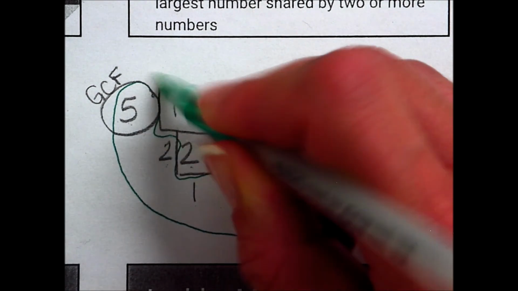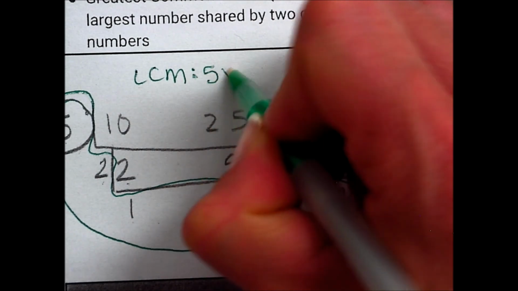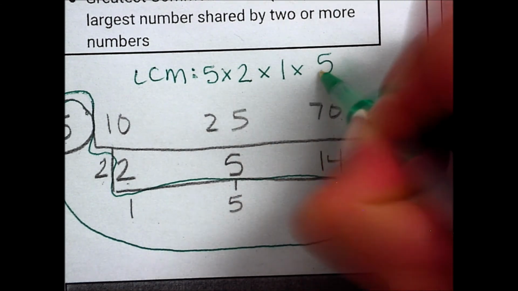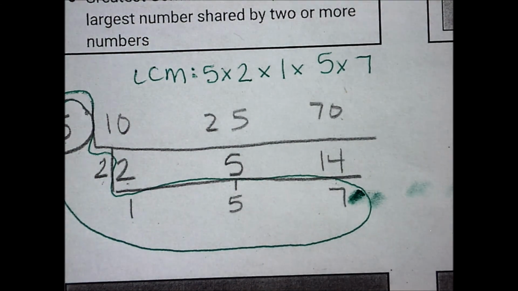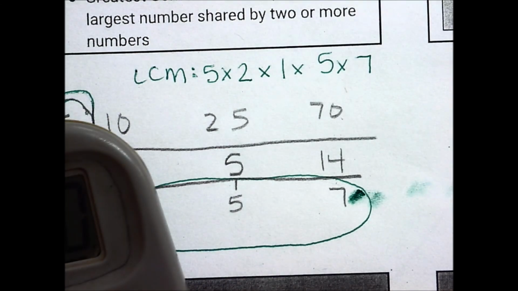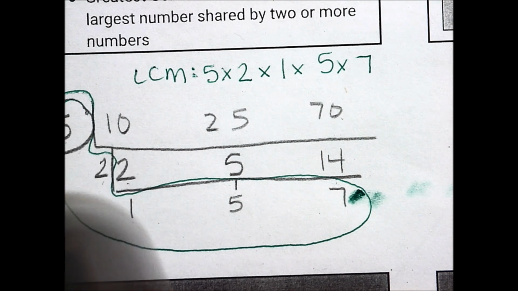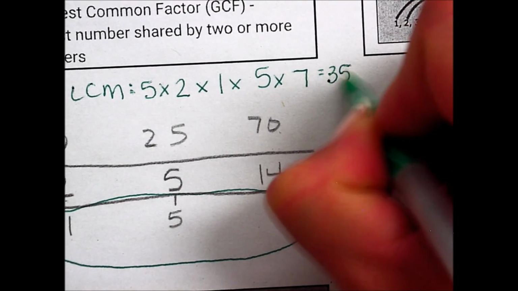The line's a little bumpy here. And so for LCM, I will need to do 5 times 2 times 1 times 5 times 7. So we get our calculators and type in 5 times 2 times 1 times 5 times 7. And we get 350. So the LCM will be 350.